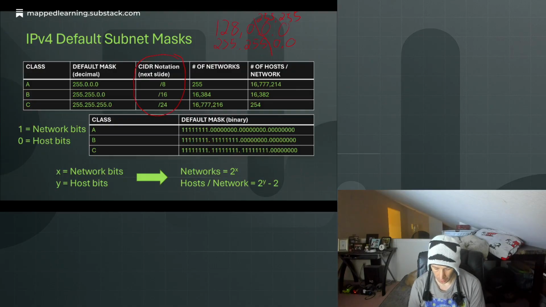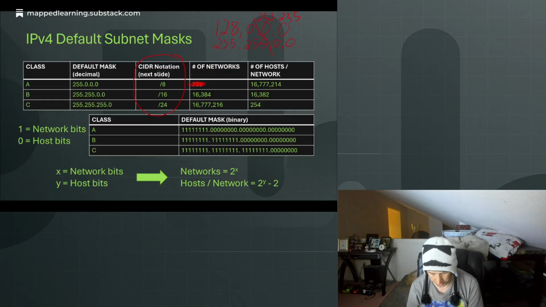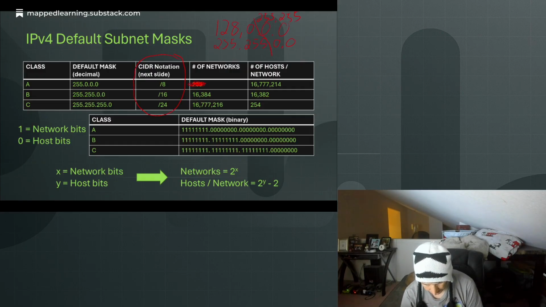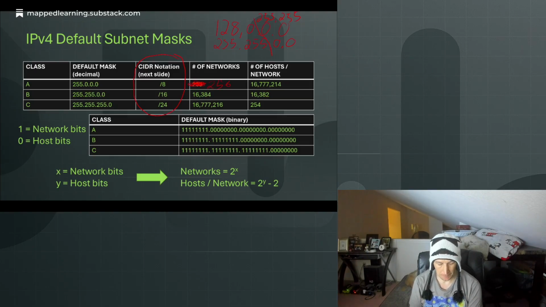Now, I am just going to tell you up front, when I first created this table, I made a mistake. So if you're one of those people that understand networking and you look at that 255 as number of networks and say, wait a minute, you are totally wrong, thank you for correcting me. The number of networks here is actually 256. So there is a formula on how to determine how many networks are available and how many hosts per network are available as well.